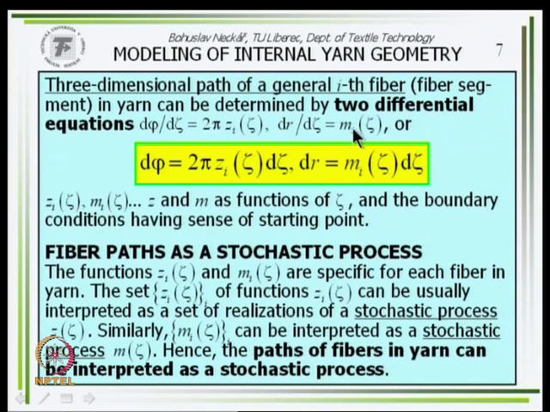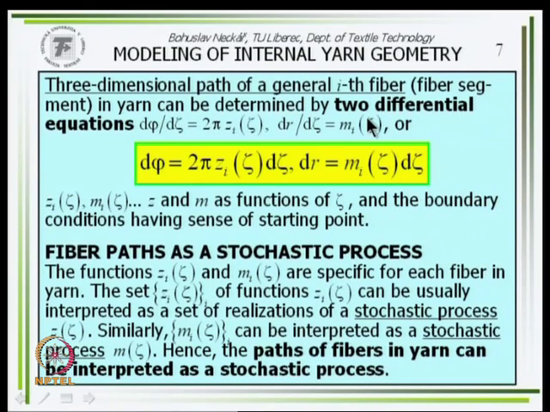Similarly, also the quantity mi changes along the path of our ith fiber. Therefore, it must be a function of zeta. So from this it is valid that dr is the function mi(zeta) times d zeta. This couple of two equations is formally very easy, but both are differential equations, isn't it? This couple of these two differential equations defines the three-dimensional path of a general ith fiber.